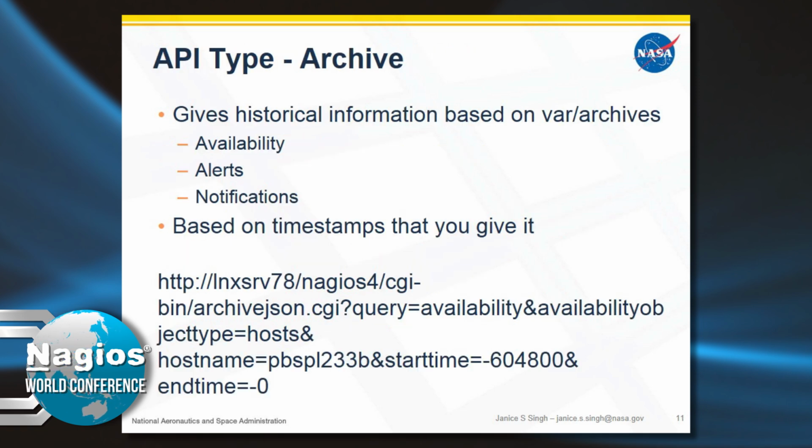I mentioned there are 3 types of APIs, and the one kind is archive, and that gives you the historical information on things like availability, alerts, and notifications, and you can give it the timestamps of how long you want to be checking for.